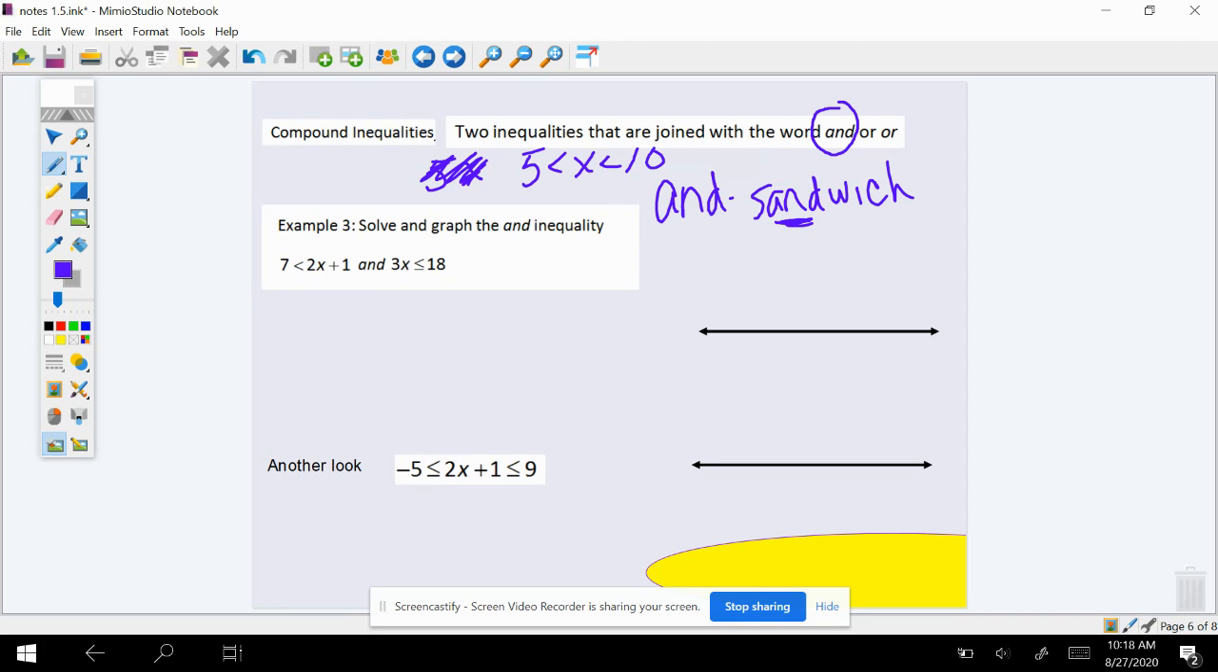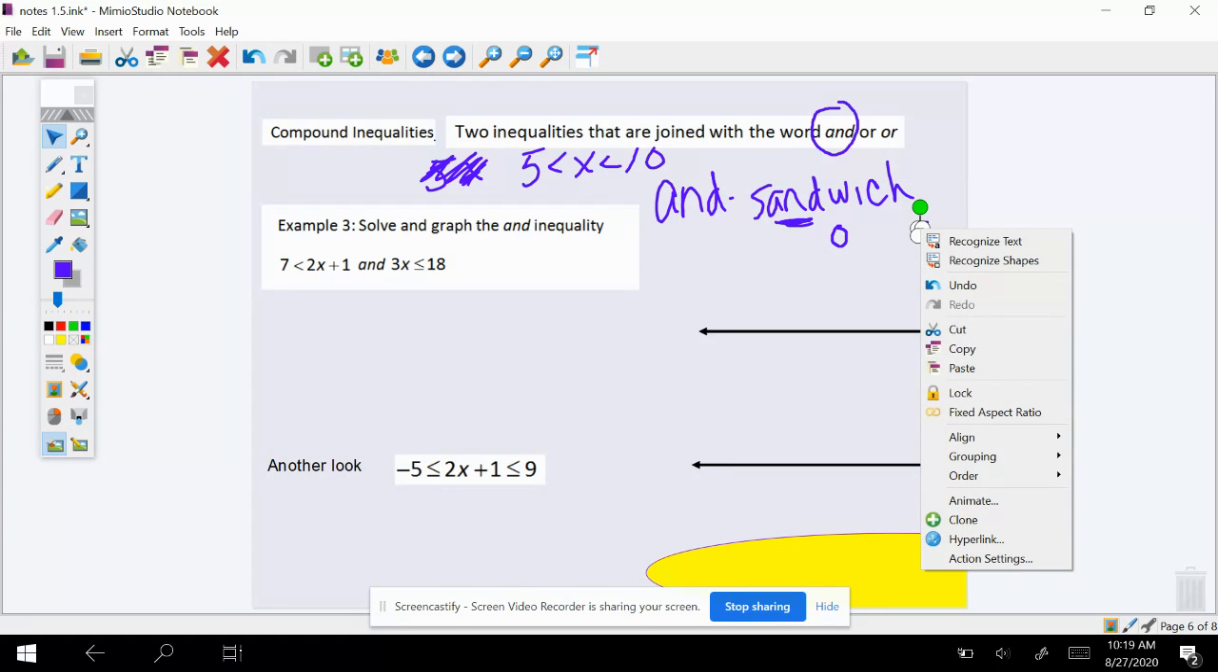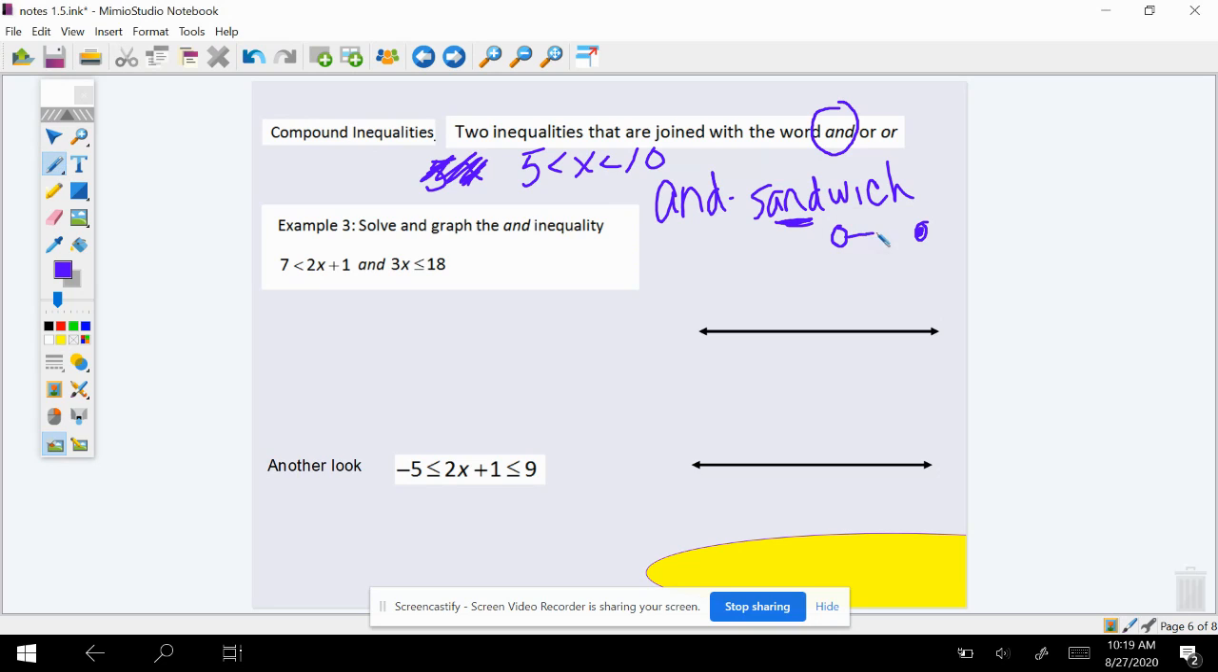When you graph, ands will look like sandwiches. You'll have an end spot, maybe they're filled in, maybe one side's filled in, one side's not, and you'll connect the dots. So that's what your and is going to look like. Like this one would be an open circle at 5, an open circle at 10, and you'd be connecting. So ands connect between two values. The inequality signs when you write an and should always point to the smaller number. So if I write it like this, which is the fastest way to write it, those inequalities are pointing to the 5 because 5 is smaller than 10.